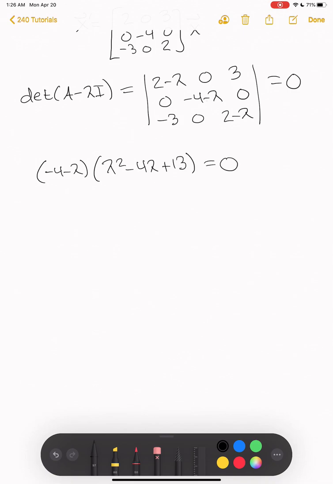And so you'll have lambda 1 is equal to negative 4, but here you can't really factor that in your head, so you have to use the quadratic formula. At that point, you'll notice that you'll have complex roots. So you get lambda 2 is 2 plus 3i, and lambda 3 is equal to 2 minus 3i. That's what you get from the quadratic formula.